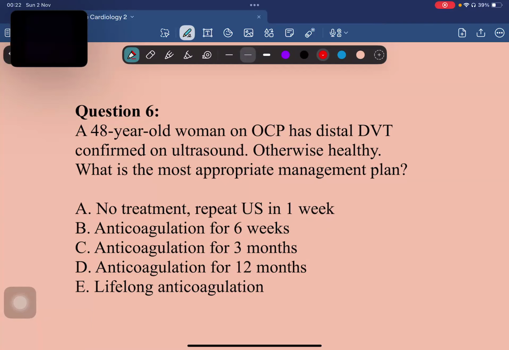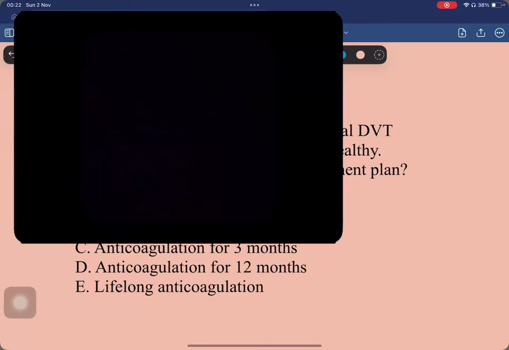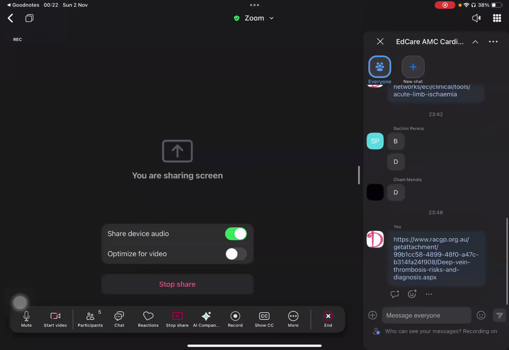So this is a distal DVT. We just spoke about this in our management. We just said the duration depends on the type of DVT. So this is a distal DVT. So what would this be? Any answers?